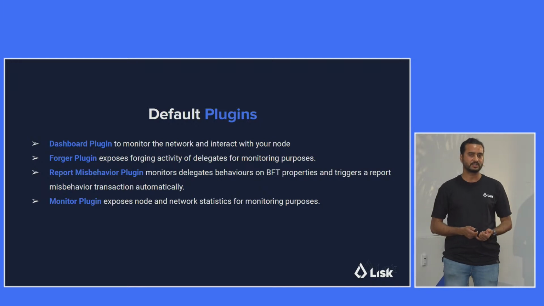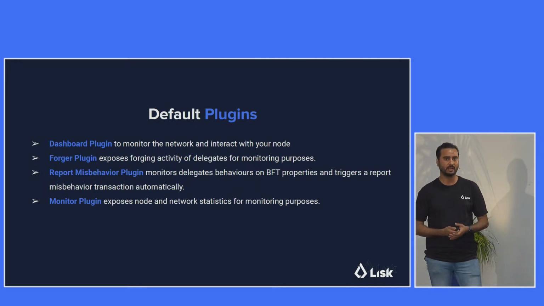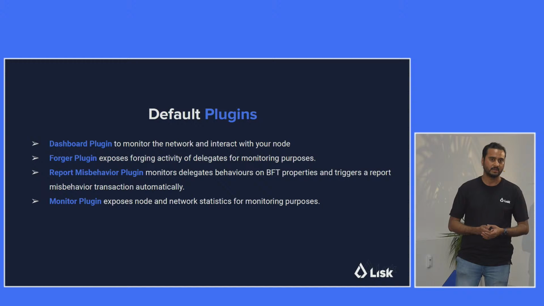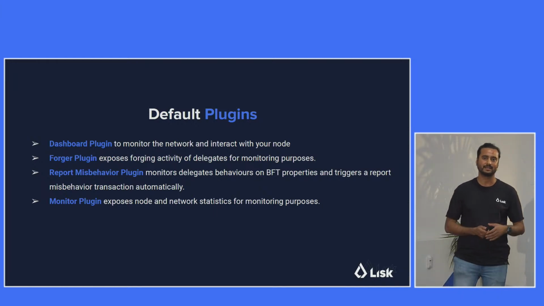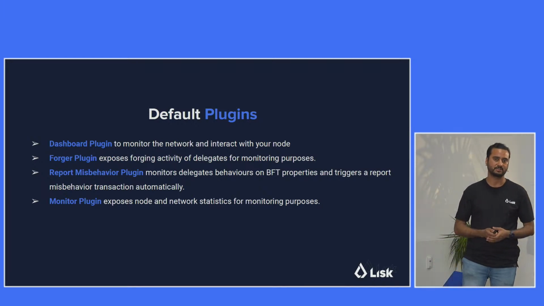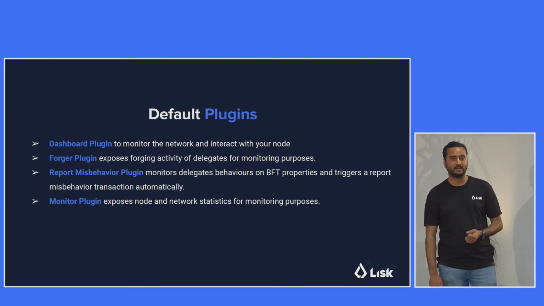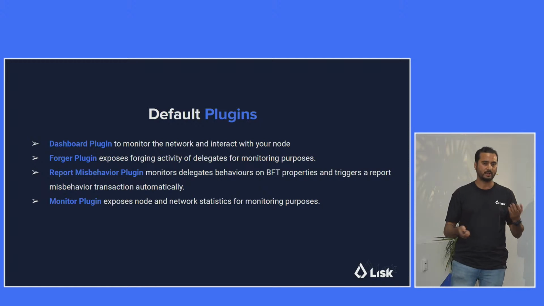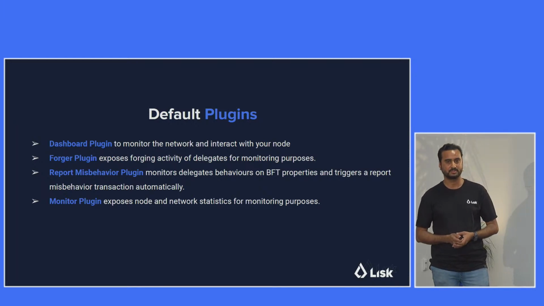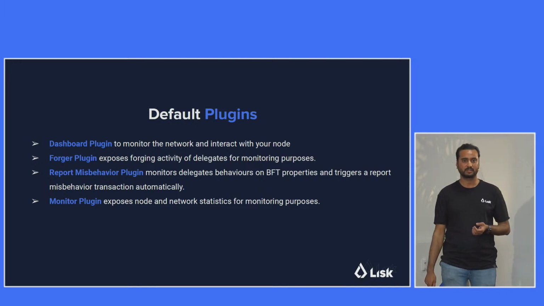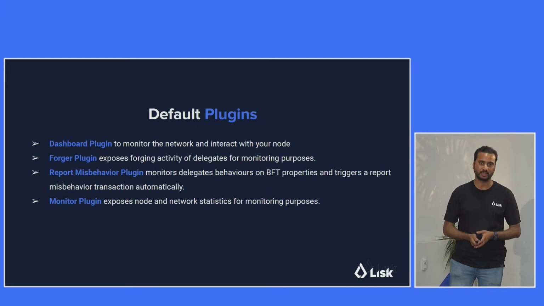Then we have the Forger plugin, which is mostly for delegates who are forging, used by them for monitoring purposes and to see some forging activities. The report misbehavior plugin checks whether there is any violation in BFT properties and triggers a report misbehavior transaction automatically. And finally, the monitor plugin is more related to network statistics, like how many nodes you are connected to, etc. It is mostly for monitoring purposes. So overall, it improves developer productivity, especially when someone is developing a blockchain application.